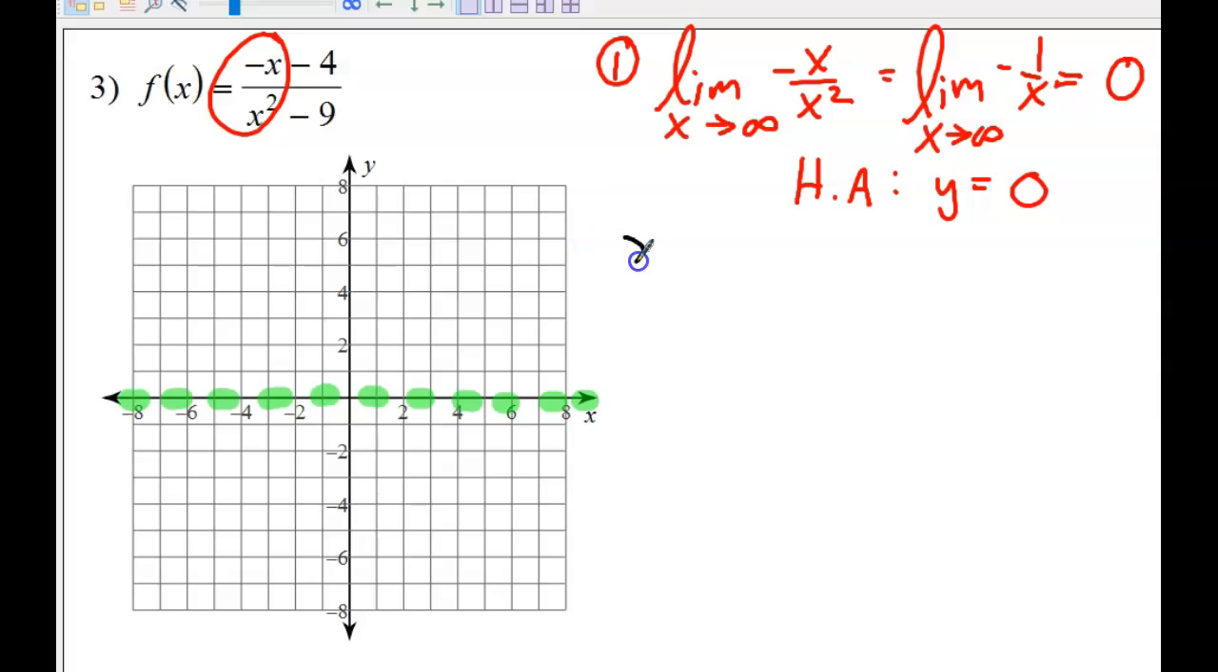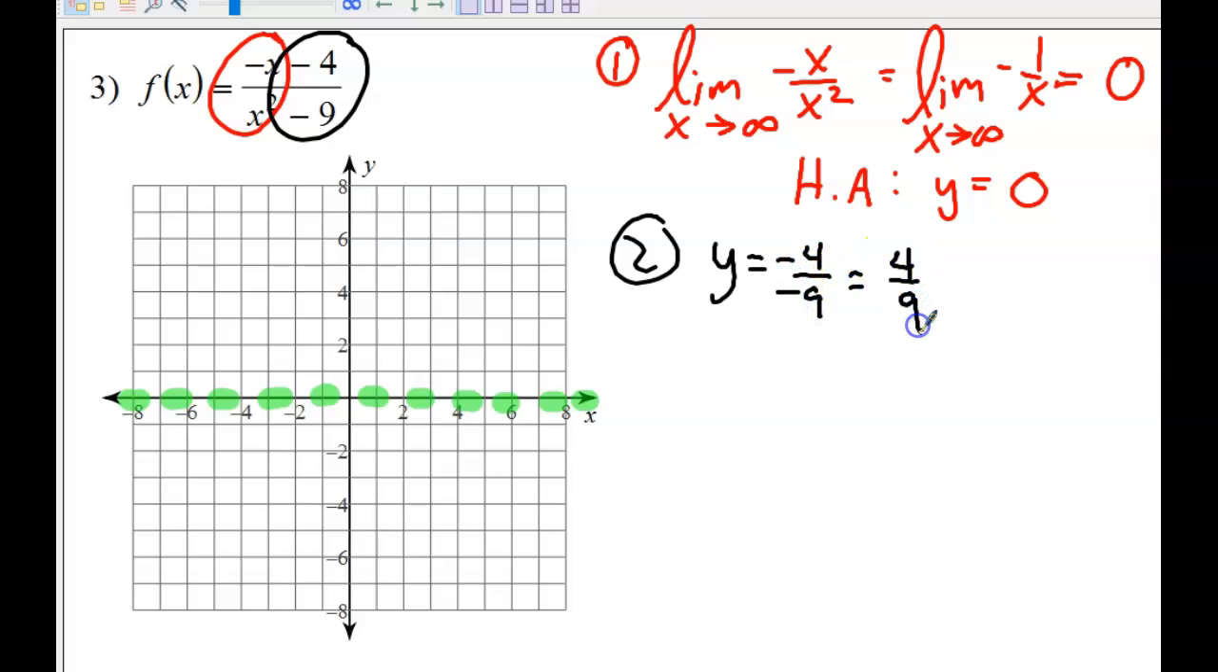continue. Number 2, Y-intercept. A lot of these Y-intercepts are kind of lame. It's negative 4 over negative 9, which is 4/9. If you guys had to estimate what 4/9 is as a decimal, what would you guys say that's about? Yeah, pretty close to a half, right? So let's just put it at about a half there.